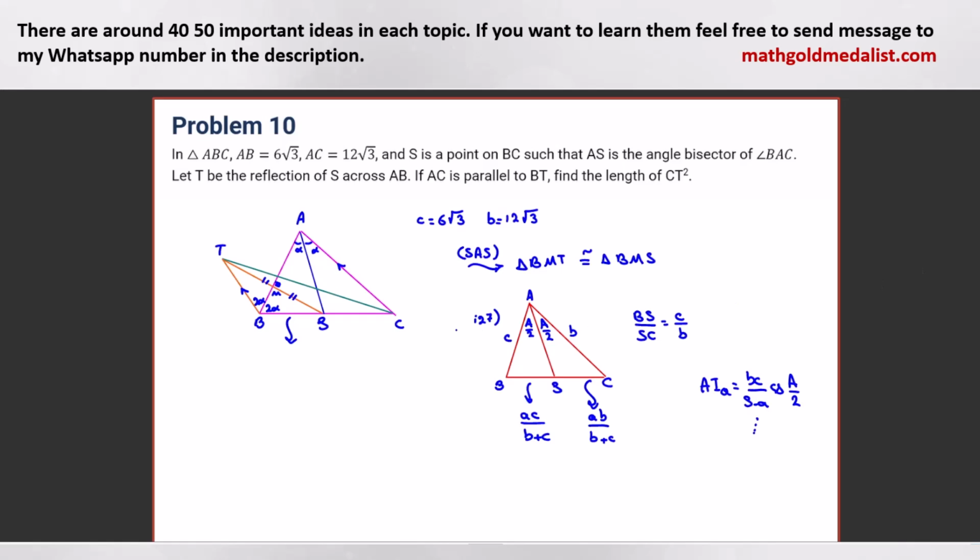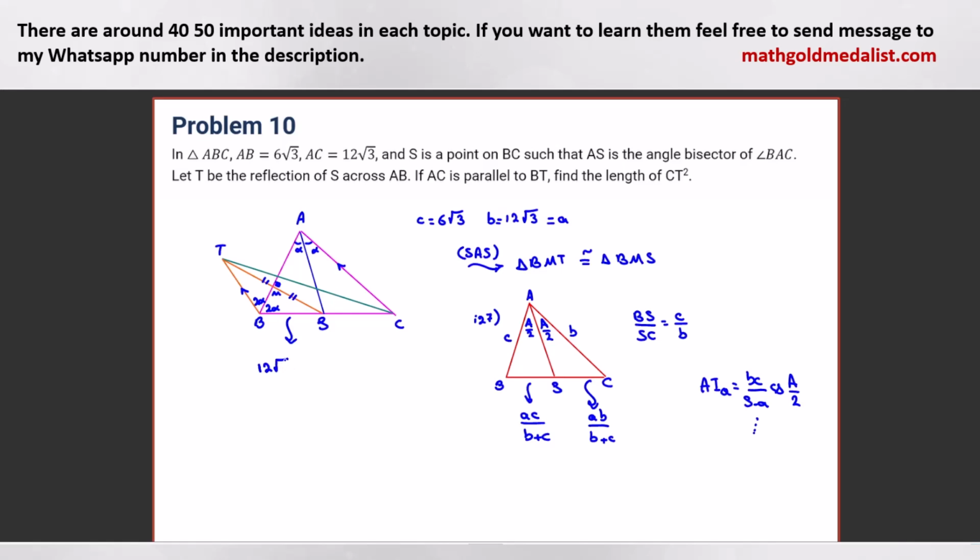Let's first find BC, before using this formula. This one is 2 alpha, this one is 2 alpha. So ABC is an isosceles triangle and A is equal to B. So A is equal to 12 root 3. Now we can find these lengths.